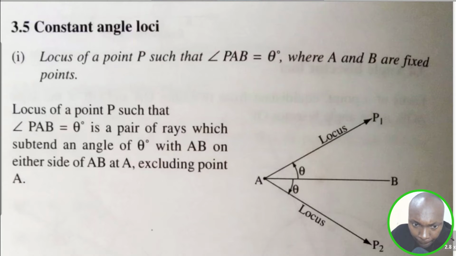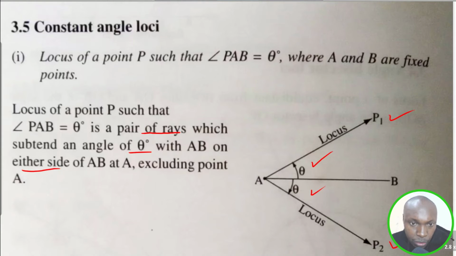So this one, angle PAB, would be a pair of rays which subtends an angle of theta with AB on either side of AB. On either side you can see you have that side, the top of that line, and also below. So if let's say this angle theta was 60, you could just construct 60 there and 60 here. So when you take this angle, you notice PAB will give the same angle 60, and also down that line you have PAB is equal, so the locus of that point is a pair of rays which subtend an angle of theta with AB on either side. You can see that locus on that side and this side. So that is the first part that represents the constant angle loci.